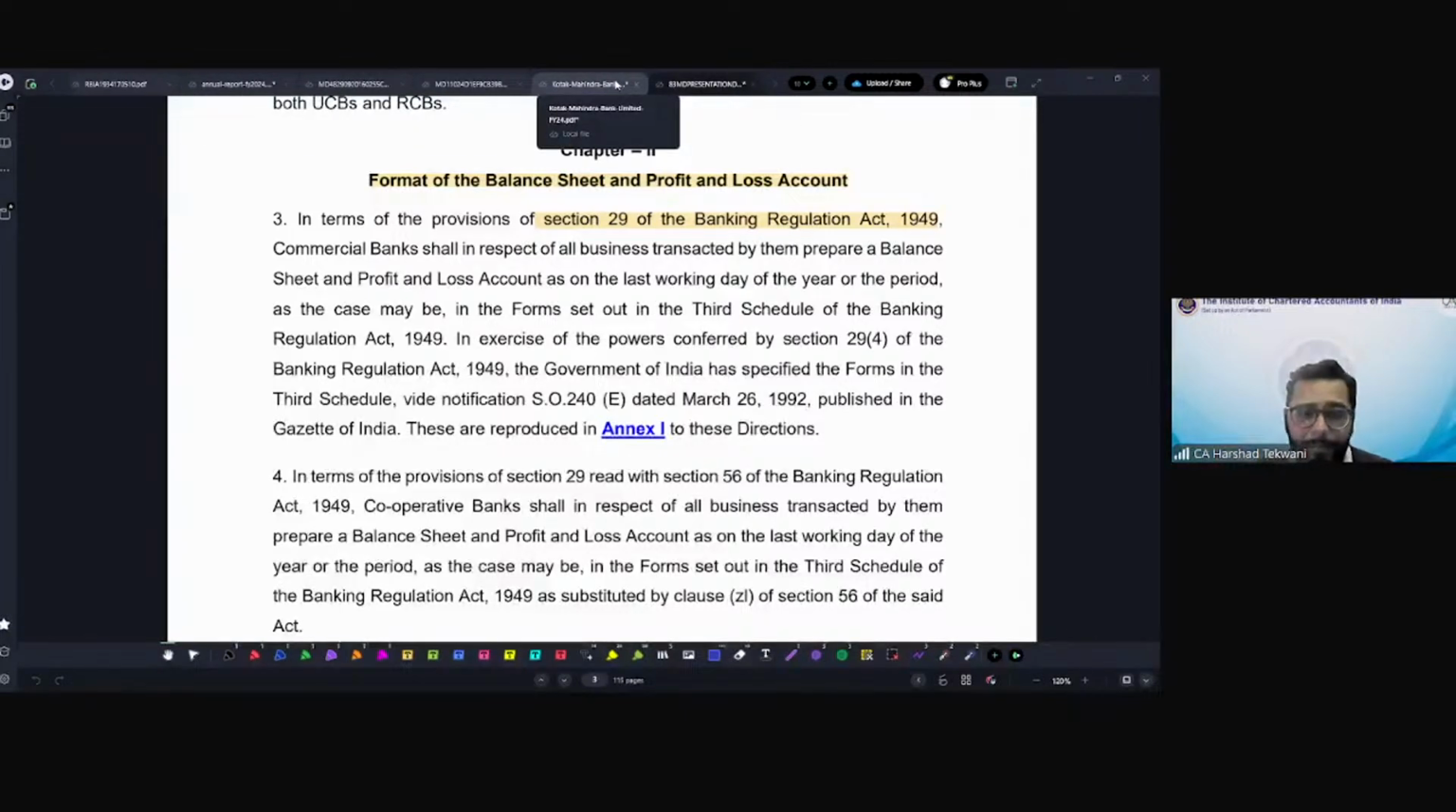So that is the first thing that we are talking about, the applicable financial reporting framework. When it comes to the financial statement of a bank, it is the third schedule, or you can say directions issued by the RBI. Both are same. If I show you in this also, it says the form set out in the third schedule of the Banking Regulation Act, and that is updated from time to time. So that was the first thing, the financial reporting framework for a bank.